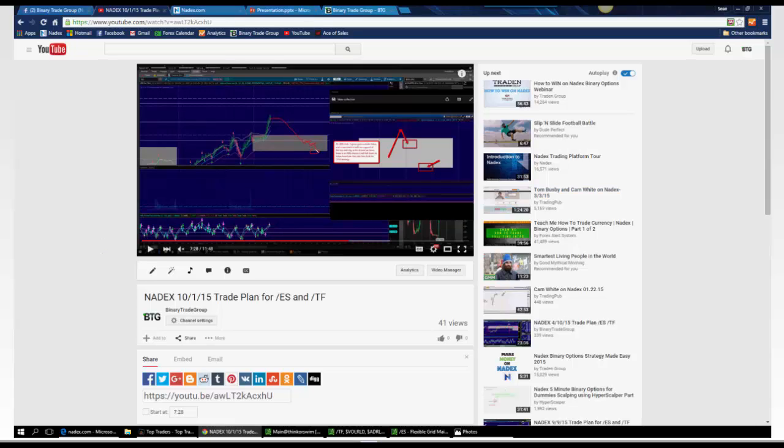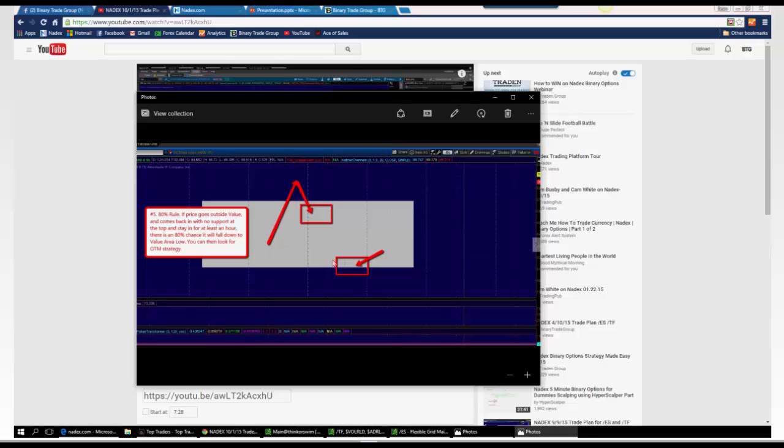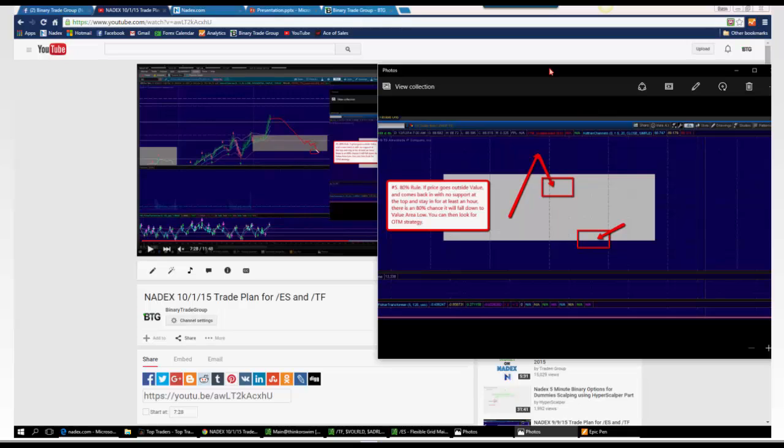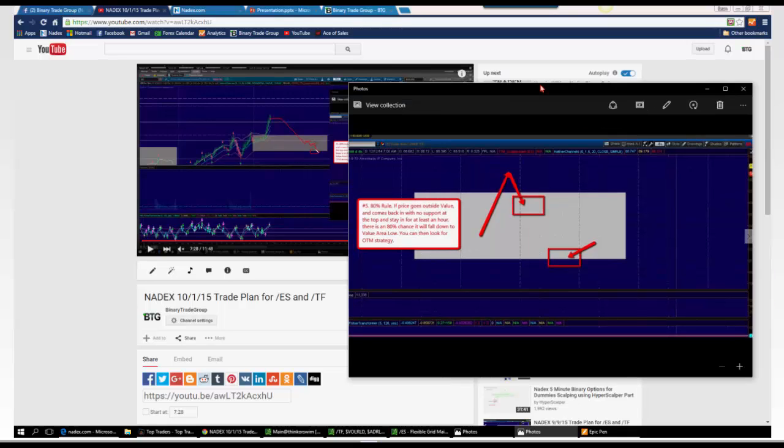Right. And so one of my plans from last night was that I know that if price comes back inside what I call this value area box, so if price comes out and then comes back inside here, there is an 80% chance that price is going to fall down to the lower part of the box. So you can kind of see me getting everybody prepared for that last night, right? You can see right around minute 7 on that YouTube video from last night.